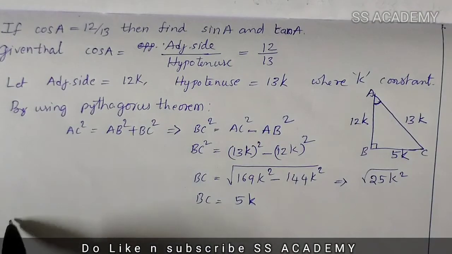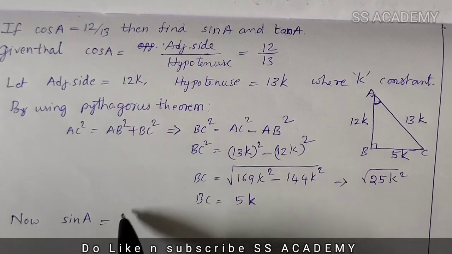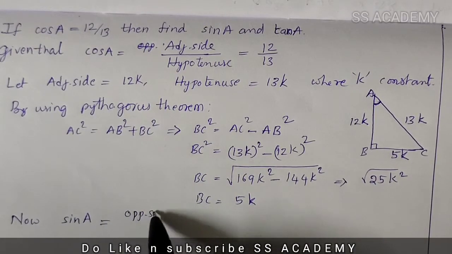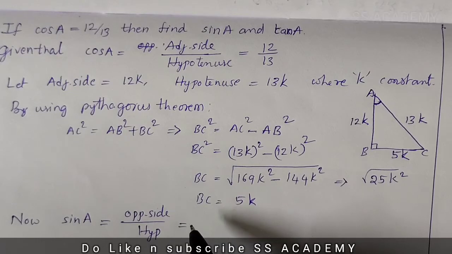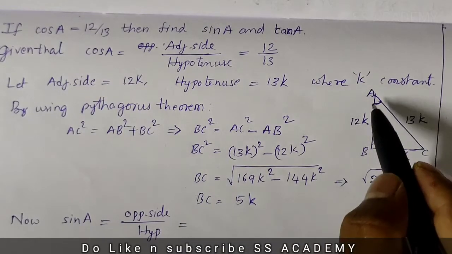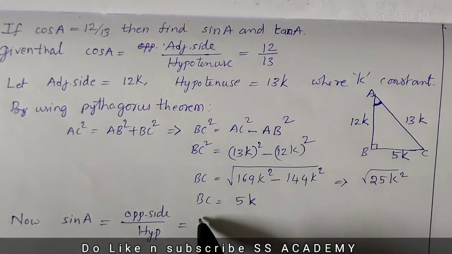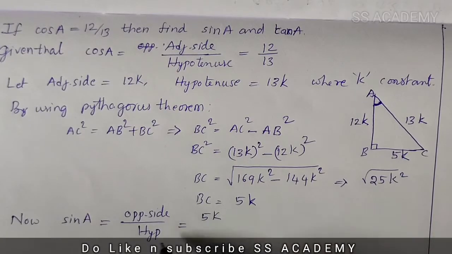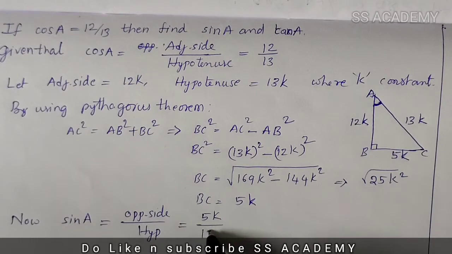So now we need to find out sine of angle A. We know that sine is opposite side by hypotenuse. So what is the opposite side here? BC is the opposite side to this angle. What is its value? 5K. And the hypotenuse, AC, has value 13K. So K gets cancelled and its value is 5 by 13.